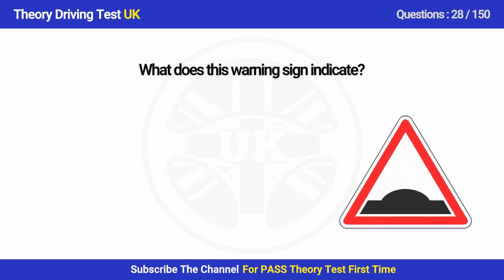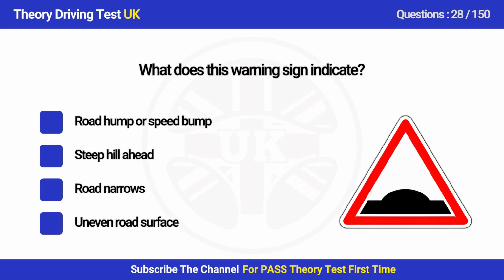Question 28. What does this warning sign indicate? A. Road hump or speed bump. B. Steep hill ahead. C. Road narrows. D. Uneven road surface. Answer is A. Road hump or speed bump.